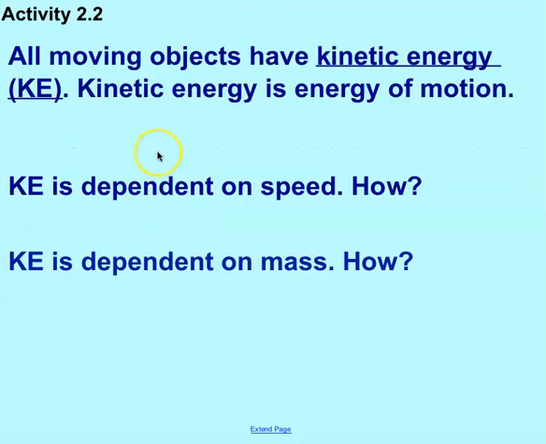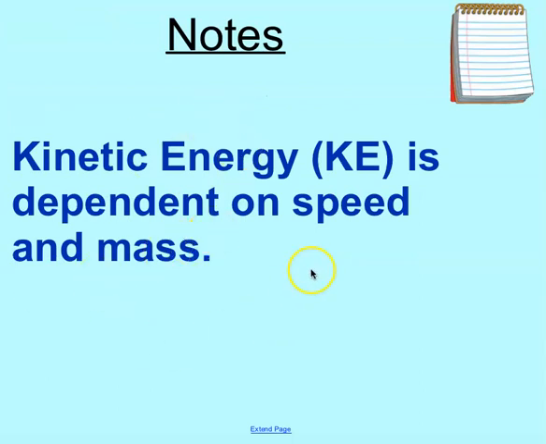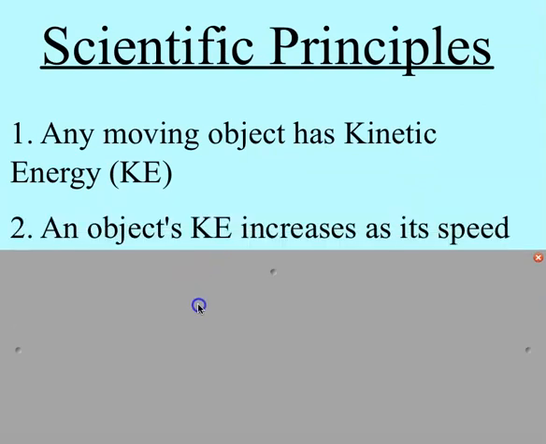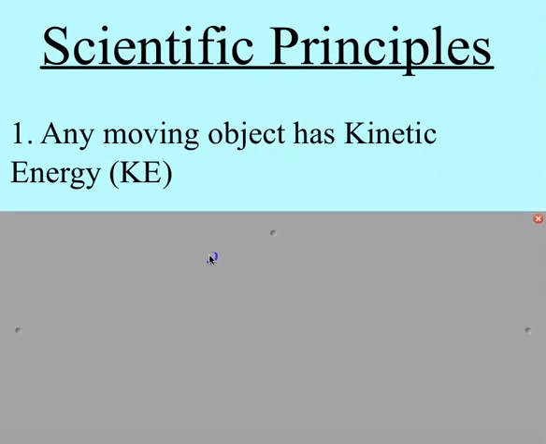So what we learned today was that all moving objects have kinetic energy, or KE. And KE is dependent on speed, and it's dependent on mass. So add these to the front of your book. Kinetic energy, if you want to just say KE, is dependent on speed and mass. And then we're going to add one scientific principle today. Number one, we already added. So if you were absent and you didn't have that, make sure you add that.